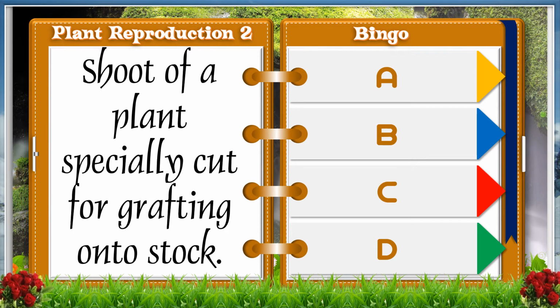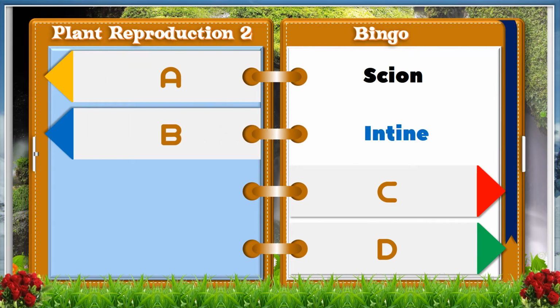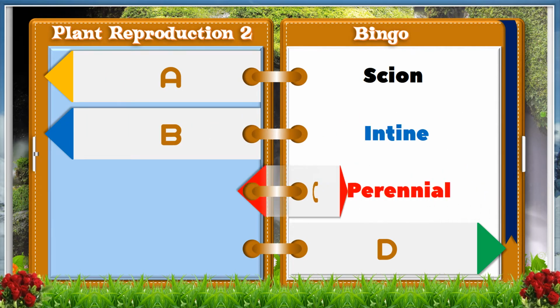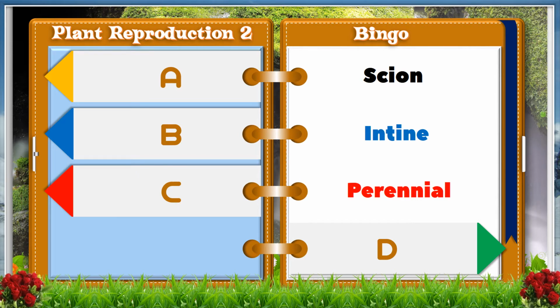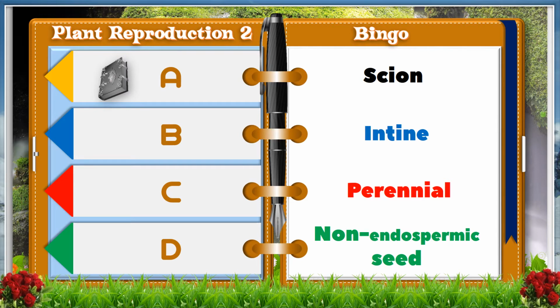Shoot of a plant specially cut for grafting onto stalk. A. Scion. B. Intine. C. Perennial. D. Non-endospermic seed. And the answer is A. Scion.